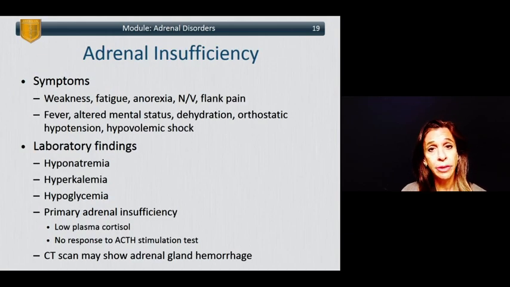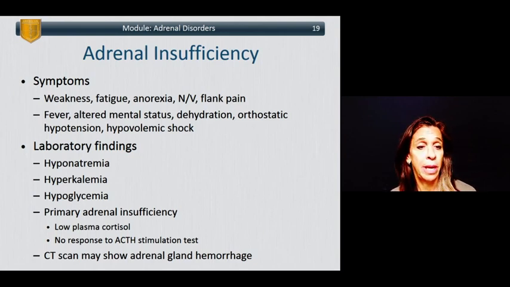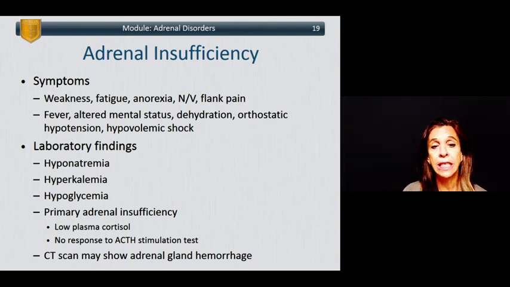So what are the symptoms of adrenal insufficiency? Typically the patient complains of weakness, fatigue, anorexia or a loss of appetite, nausea and vomiting, flank pain, abdominal pain. They may have fever, altered mental status, even dementia, delirium, or coma. They may be dehydrated. They typically have orthostatic hypotension and hypovolemia, which can lead to hypovolemic shock.